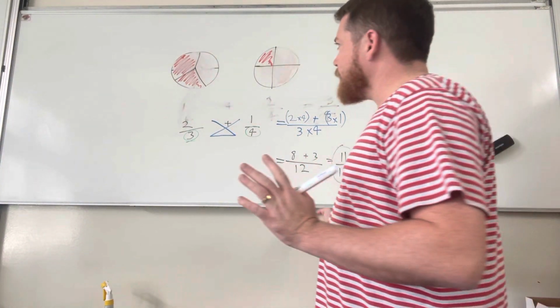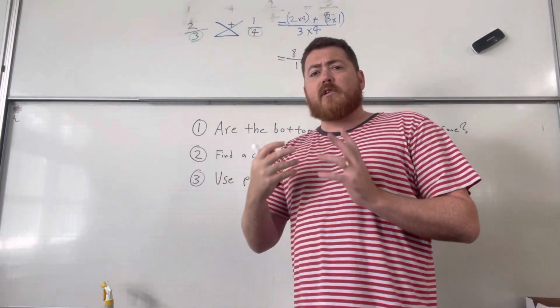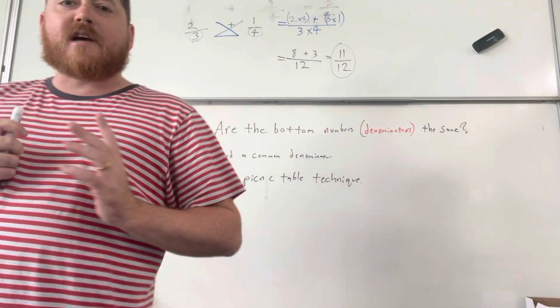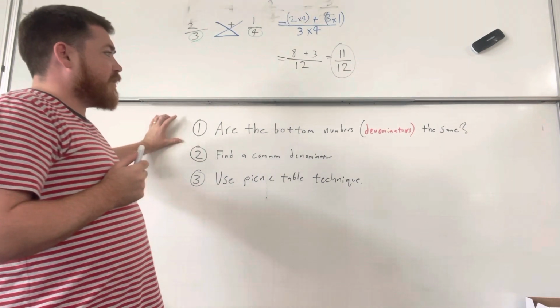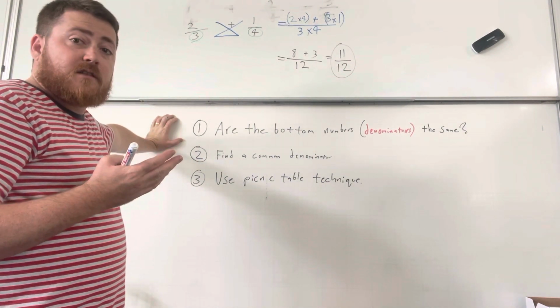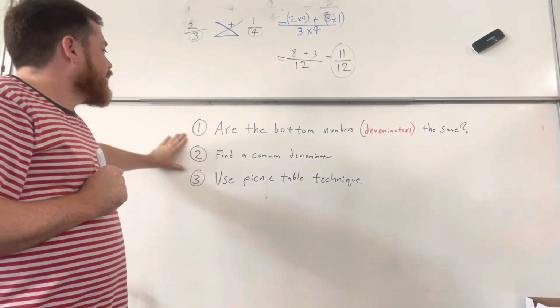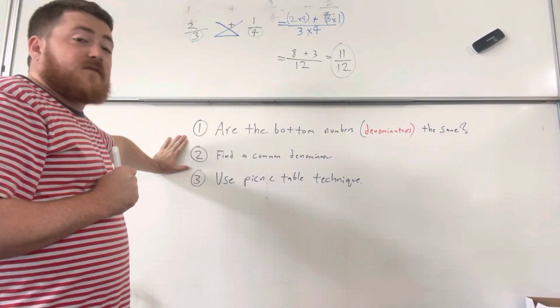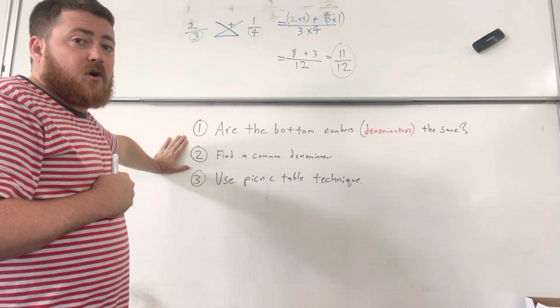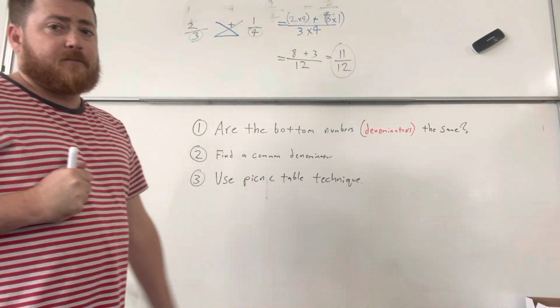So just to summarize, when we're looking to add fractions, what we need to ask ourselves is, are the bottom two numbers, or the denominators, going to be the same? If they are, then you can just simply add the two top numbers and you're ready to go. If they're not, however, you need to find a common denominator. And we can always do that by referring back to the use of the picnic table technique.